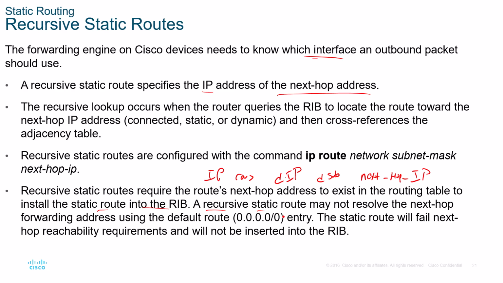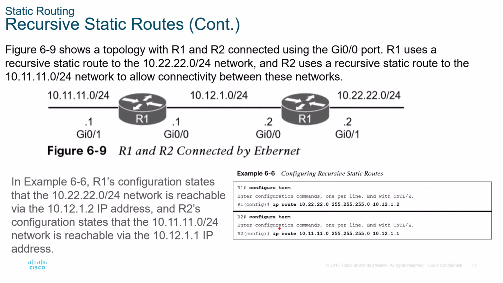A recursive static route may not resolve the next hop forwarding using our quad zeros. The static route will fail next hop reachability if we're using the quad zeros, so it won't actually implement it into the route table. Recursive static routes don't use quad zeros. All right, let's look at this. Here we have the same type of setup. We have our IP route, source and destination, except we're using IP addresses instead of the egress interface.